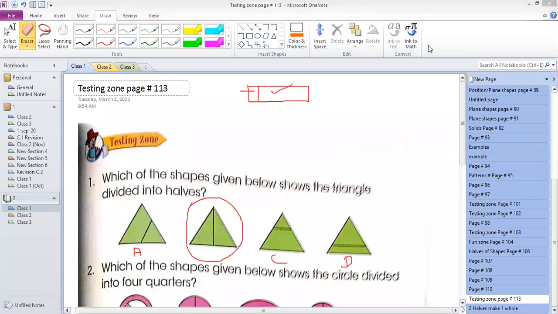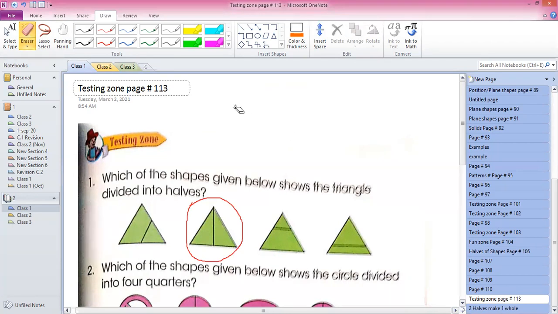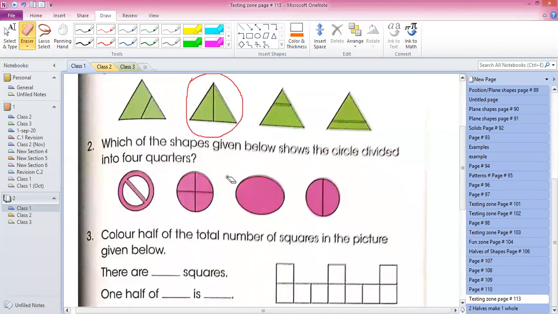I'm going to open your mic. Yes, guys, tell me about D. Yes or no? No. That's very good. D is also not divided into two halves. Why? Same. They are not equal in sizes. Look, this is the big. This is the smaller. For equally dividing into two parts, they should be same in size and same in shape. So here we are going to circle only one triangle, which is B.